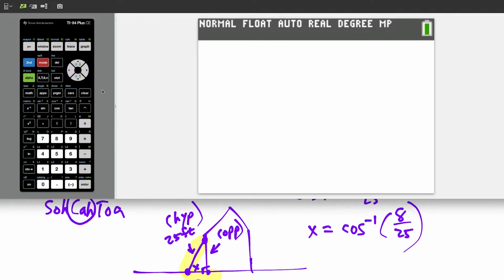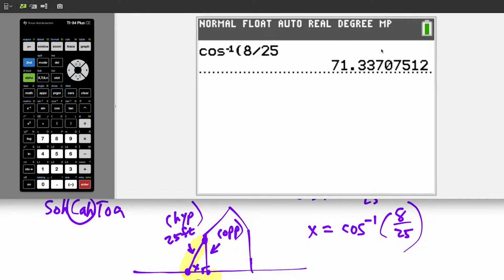And now cosine inverse, I'm going to press second cosine. And now I type in the fraction 8 over 25. So we have 8 over 25. And this is going to work out to 71.337.